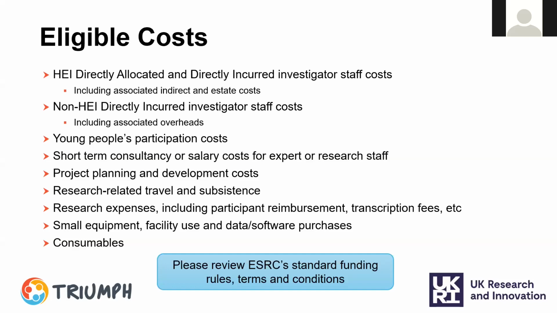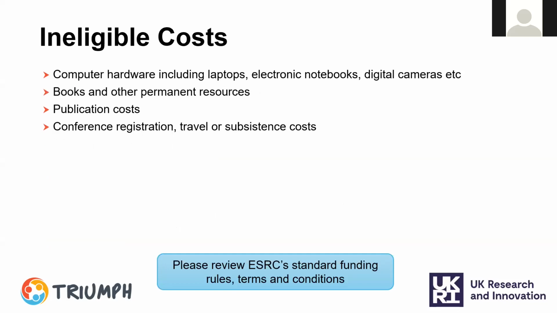Other costs we can cover, so costs to cover young people's participation, consultancy costs, and also more research related costs, so things like project planning and development, travel and subsistence, research expenses such as transcription fees or participant reimbursement, equipment and consumables. And there's more details about these in the guidance online. In terms of things we can't cover, so the funding can't be used to cover computer hardware, books and permanent resources, publication costs or conference registrations. And again, there's more details in the guidance on that.